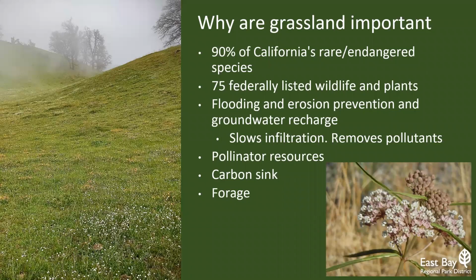Why are grasslands important? Well, they support 90% of California's rare and endangered species. They also support 75 federally listed wildlife and plants. They provide flooding and erosion prevention and groundwater recharge. Grasslands slow infiltration of water and remove pollutants. They provide critical pollinator resources. They are a stable carbon sink, and they provide forage for cattle.